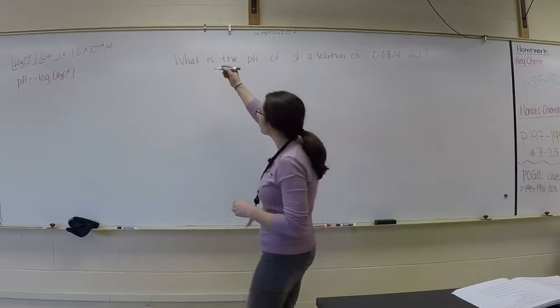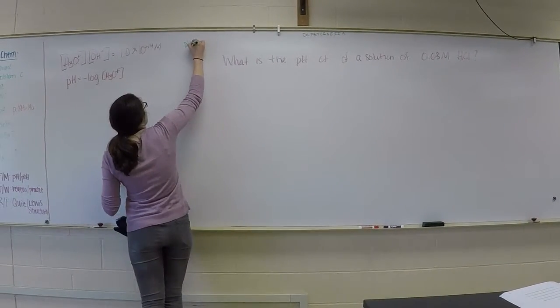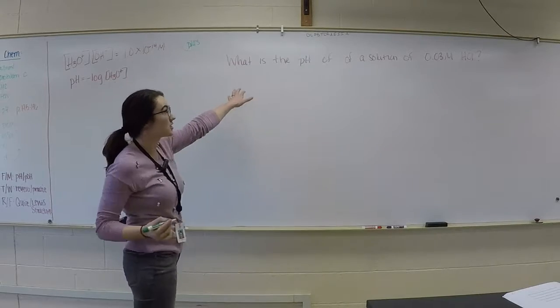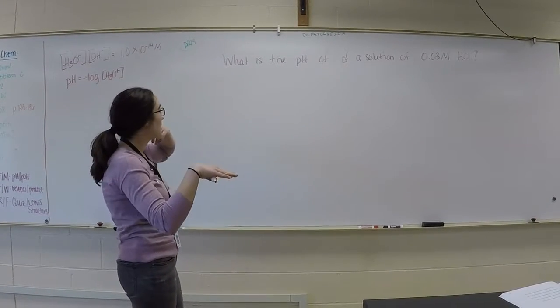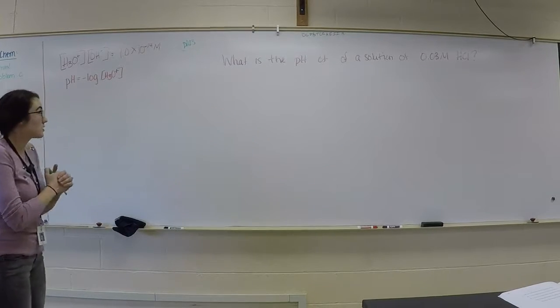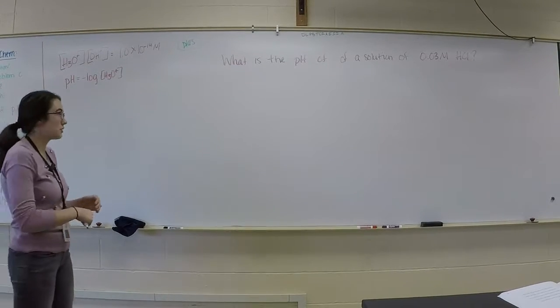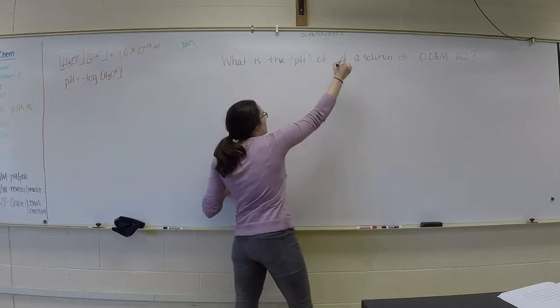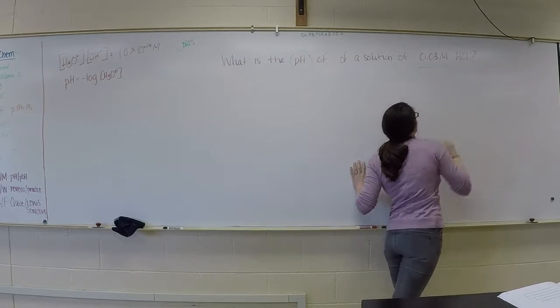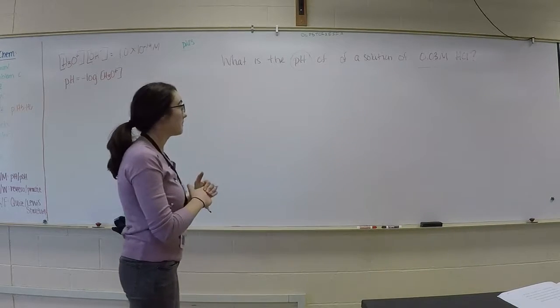All right, so be on page 193. This question isn't on page 193. I'm reviewing a little bit before we get to page 193. So this question asks, what is the pH of a solution of 0.03 molar HCl? So it wants to know the pH. It gives us 0.03 molar HCl.